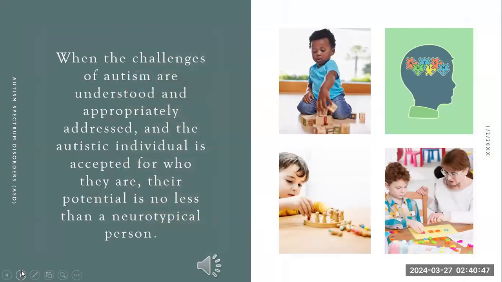So finally, we have this sentence that is a conclusion about what we have been talking about. It says, when the challenges of autism are understood and appropriately addressed, and the autistic individual is accepted for who they are, the potential is no less than a neurotypical person. So this is my conclusion. I hope you liked it, and I hope you can apply it in your experiences as teachers.